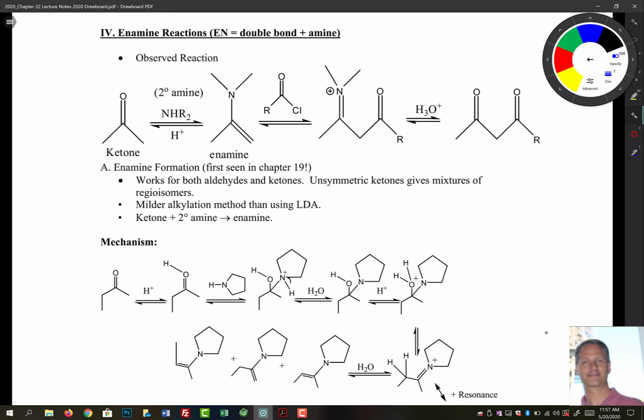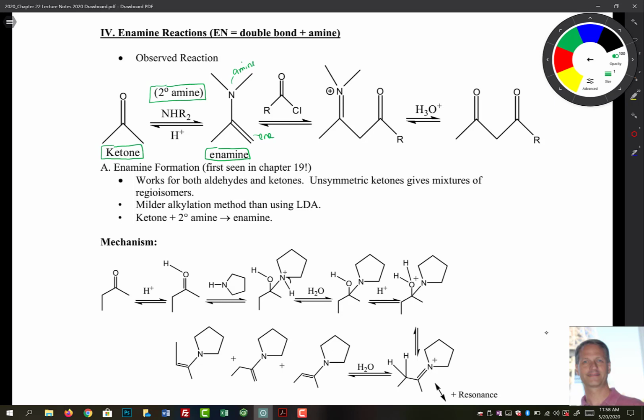Well, the enamine reaction actually is composed of reactions that we've already seen. So let's take a look at it together here. So enamine, ene, double bond, and amine, right? So here we start off with a ketone. Right now, to get an enamine, we have to add a secondary amine, if you recall from previous chapters, right? And then we have NR2H present in there, some concentration of H+ that works well for this. So then we form an enamine here. And again, here is your ene, and here is your amine, right? That's your enamine.